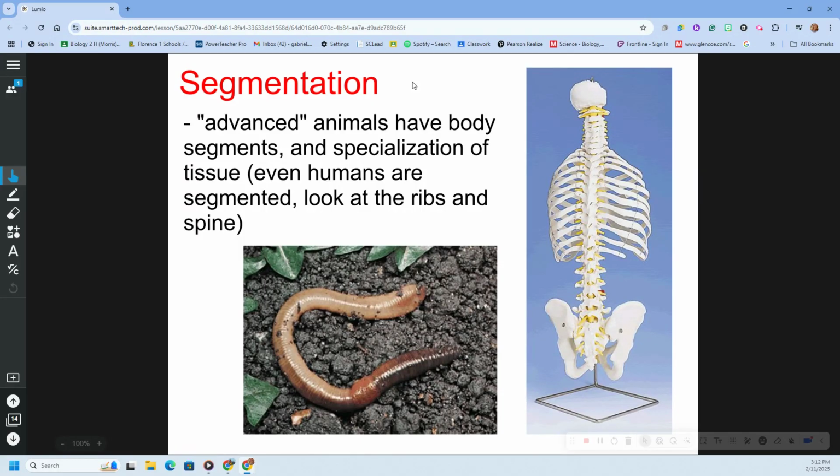Another important term that we'll use throughout the rest of the semester is segmentation. And it is just what it sounds like, having segments. More advanced animals have segments. So you can see on this earthworm, it has ridges. Those are segments. If we dissected this earthworm and cut it open, you would see that it also has segments on the inside. The ribs and the vertebrae of a human are repeating segments. More complex organisms, more complex animals have segmentation.